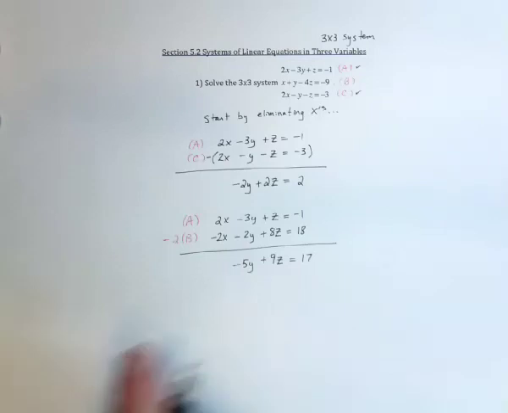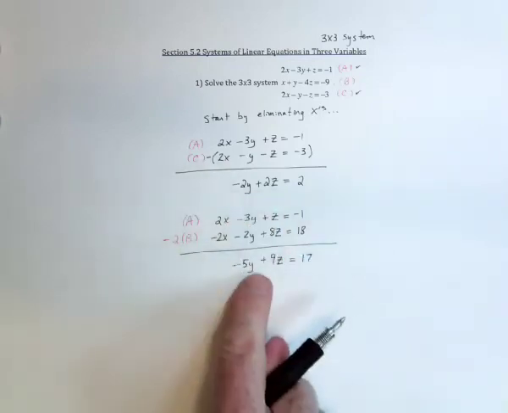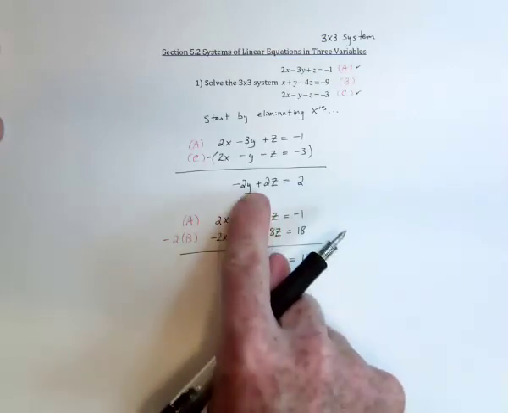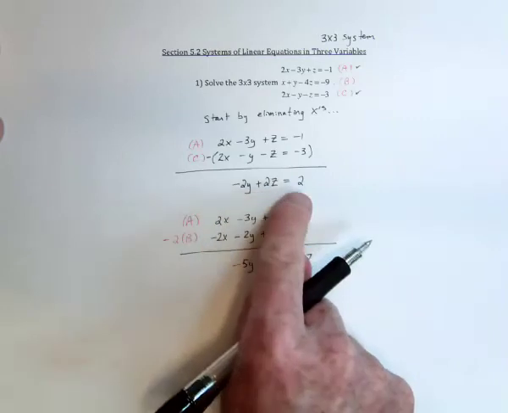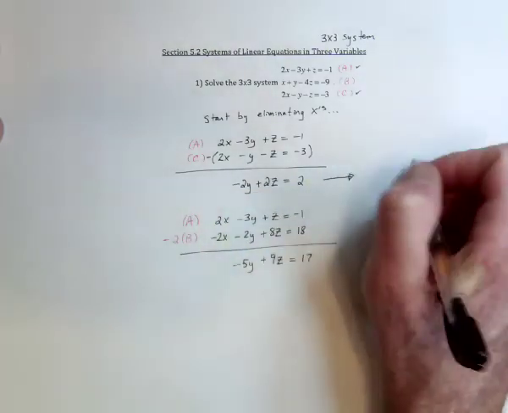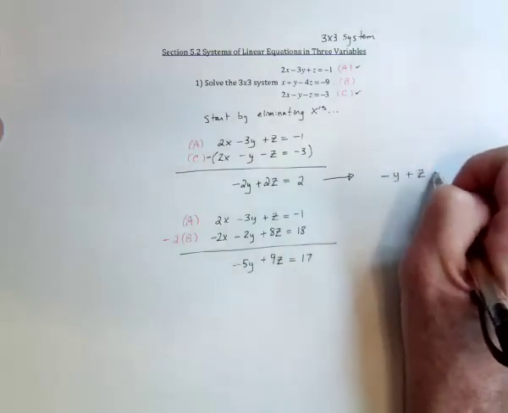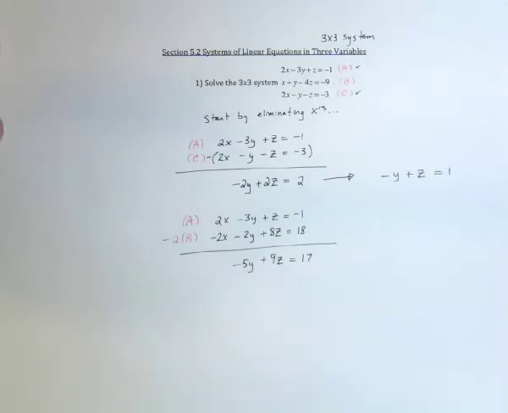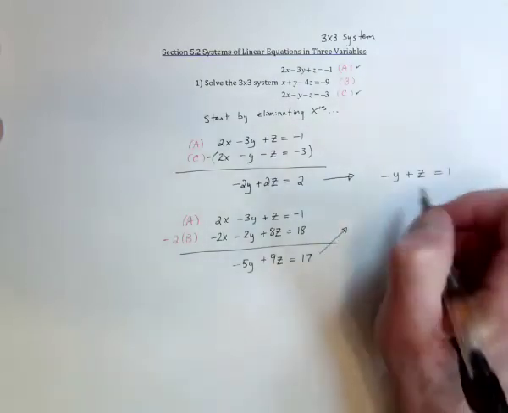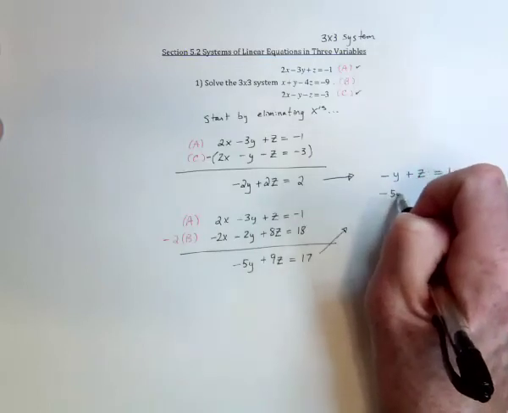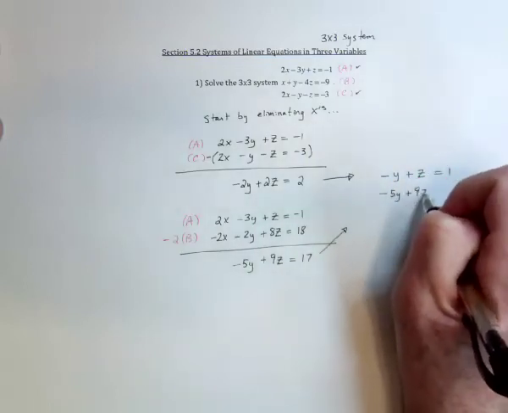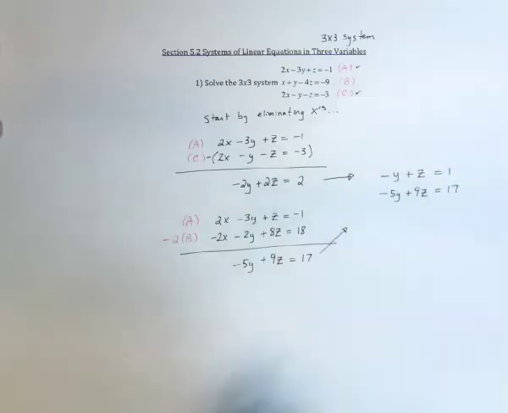So now we've got two equations that have just two variables, y and z. So now we can put those together and solve for y and z. Well, I noticed that with this equation, it's got a 2, a 2, and a 2, so I could simplify that one, divide everything by a 2, and we've got negative y plus z equals a 1. And then take this equation over there, negative 5y plus 9z equals a 17.